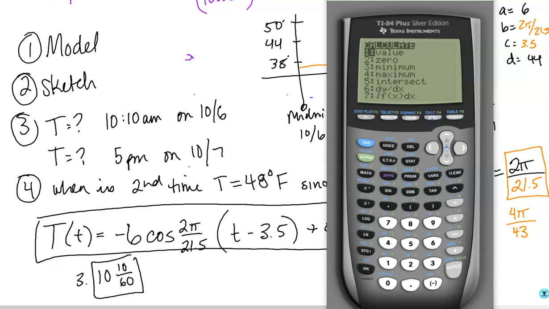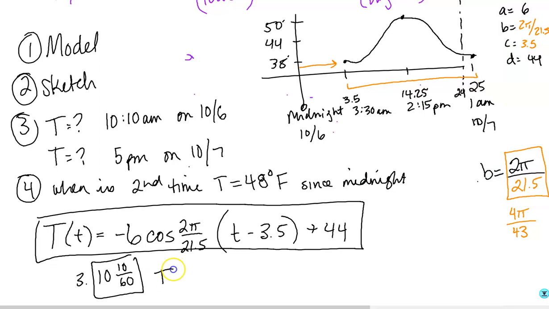So I'm going to go second calc, value. And I'm going to say 10 plus 10 over 60, right? You don't have to worry about making a fraction unless it's nice, which 1/6 isn't nice to write, so that's why I'm doing it like this. So this is going to find when the time is 10 and 10/60ths. So there we go. So my temperature is 46.211 degrees.